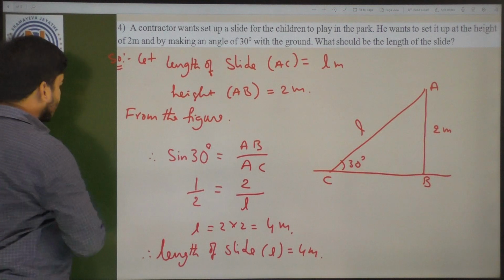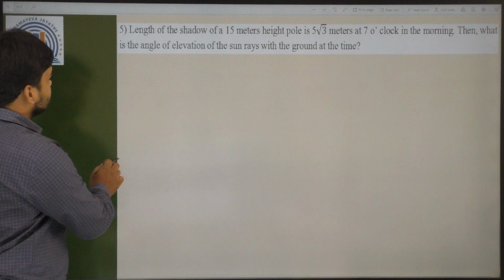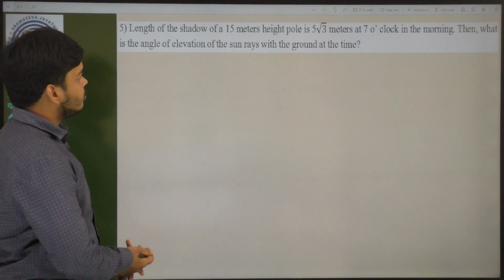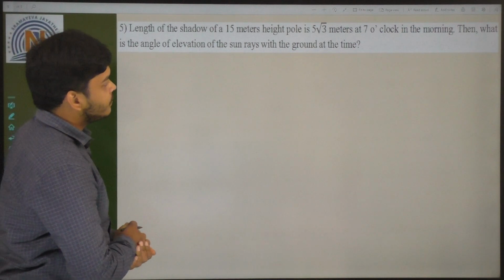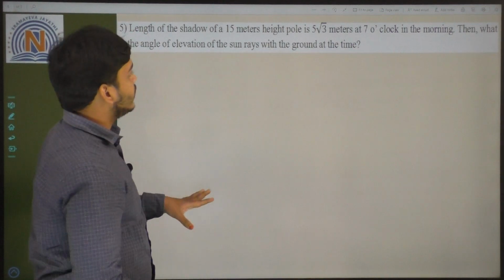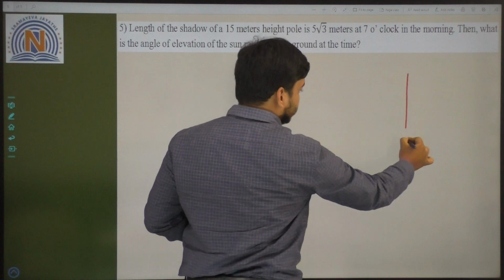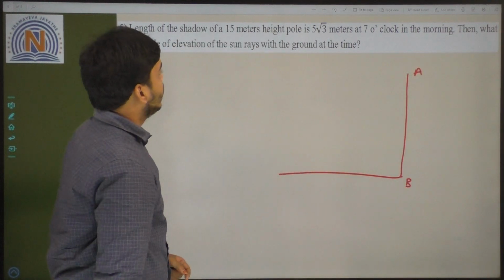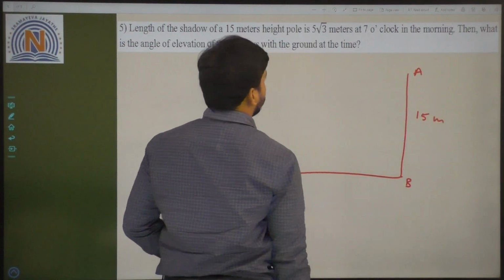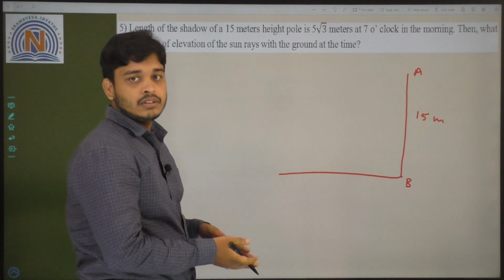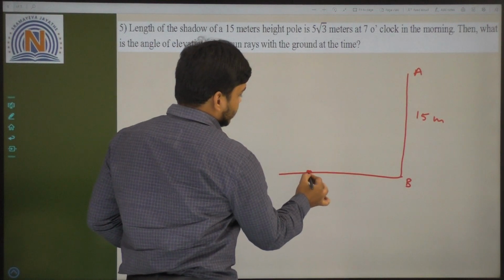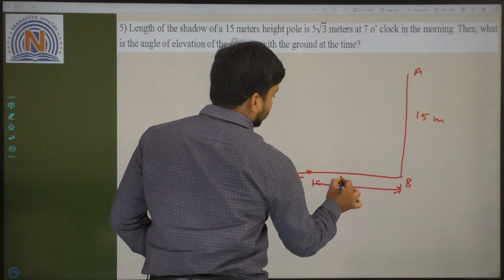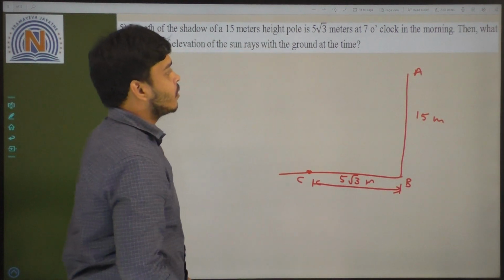Coming to the next problem. The length of the shadow of a 15 meters high pole is 5√3 meters. There is a pole on the ground, AB is the height of the pole, which is 15 meters, and it casts a shadow of 5√3 meters, that is BC. The length of the shadow is 5√3 meters at 7 o'clock in the morning.